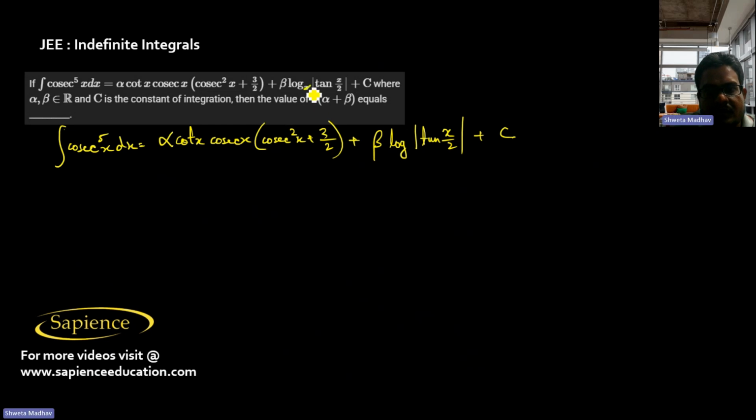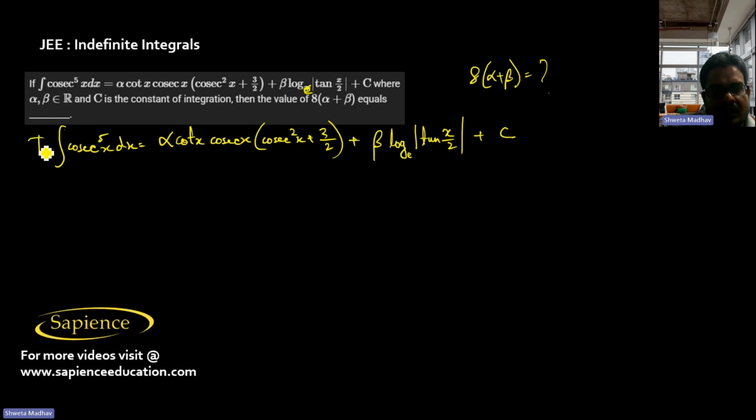This x should not be there actually. Log base e, it should be log base e tan x by 2 plus C, where alpha and beta are real, and c is the constant of integration, then the value of 8 into alpha plus beta will be how much, that we have to find out.